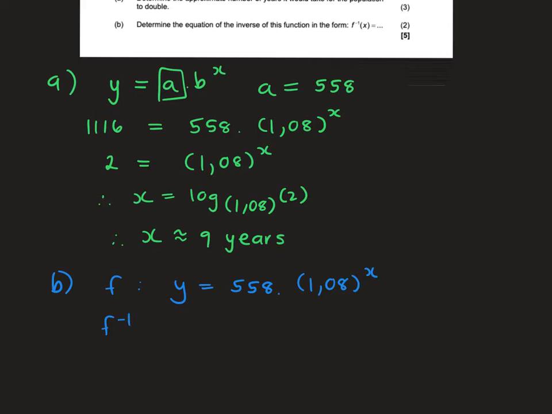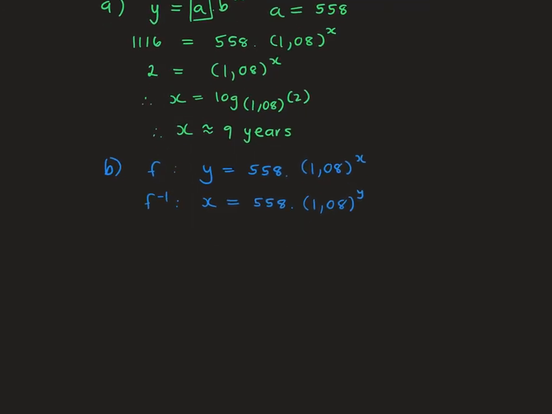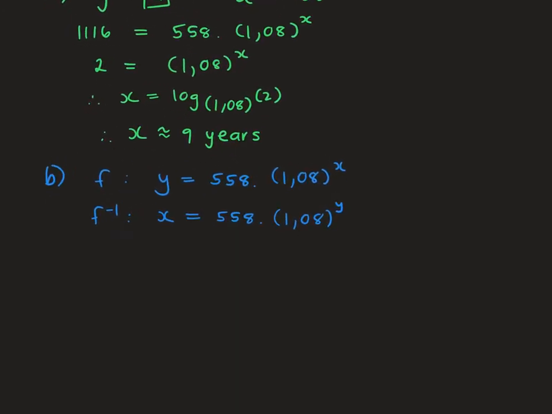So for the inverse, switch x and y around. So x is equal to 558 times 1,08 to the power of y. All right, so now we just need to switch into that log form. Therefore, y is going to be equal to, well, actually, before we switch into the log form, we need to get rid of this first, hey? So it will be x over 558.